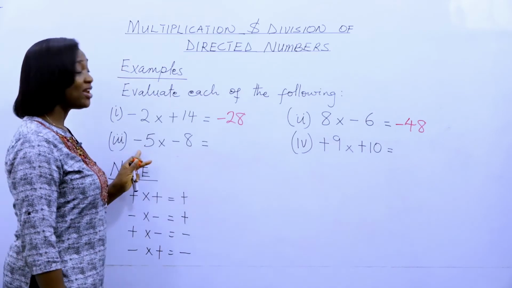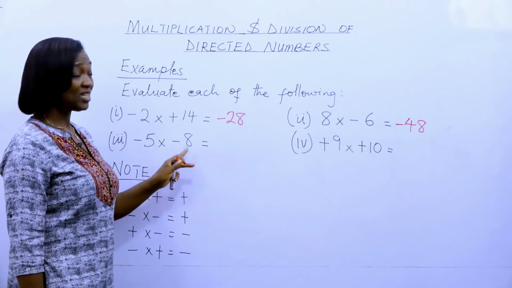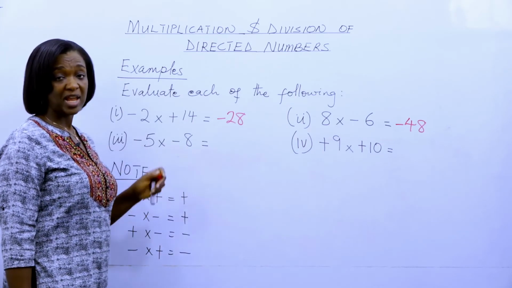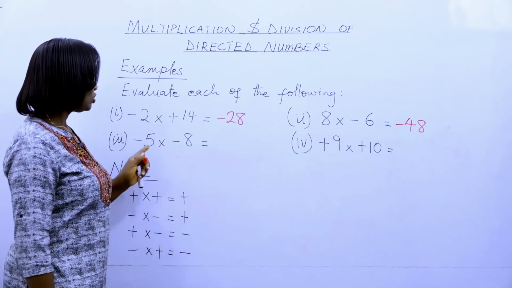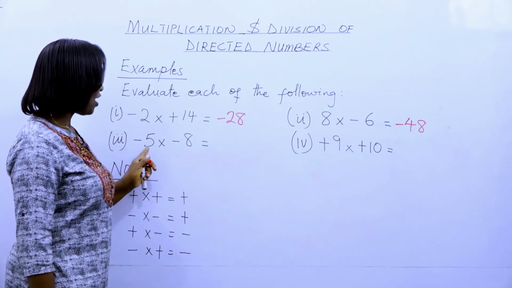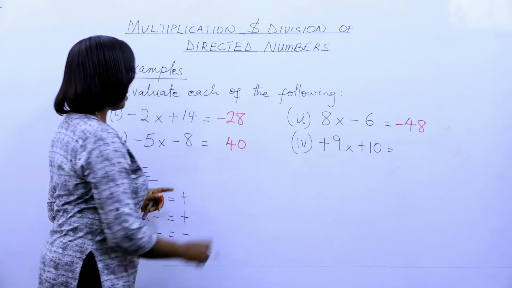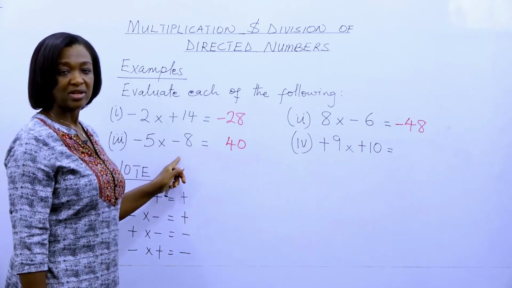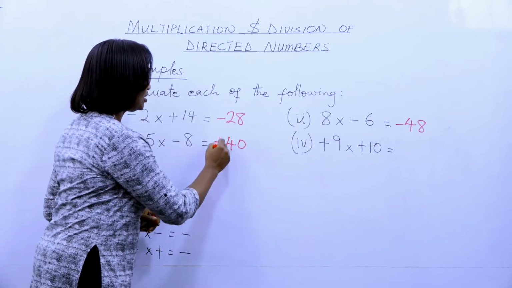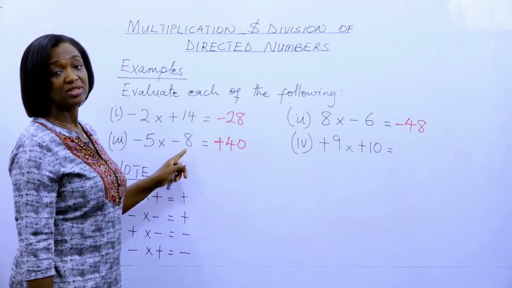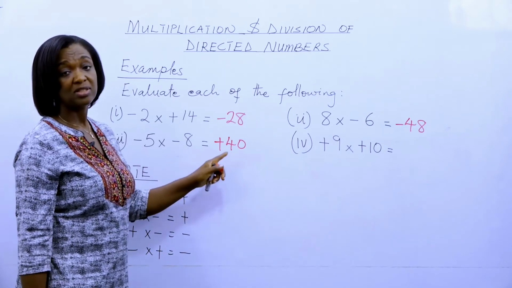Next, we have minus 5 times minus 8. In this case, both of them are negatives. So 5 times 8 is 40. But minus times minus is plus. So minus 5 times minus 8 is plus 40.